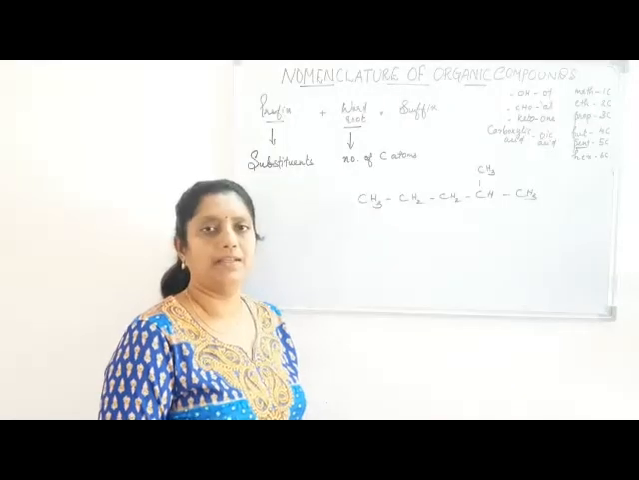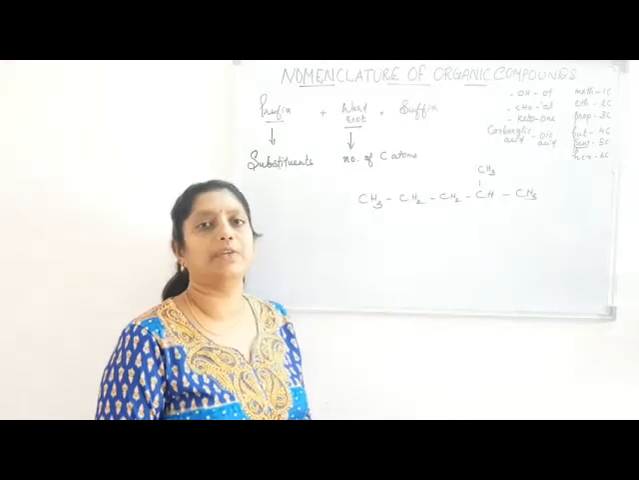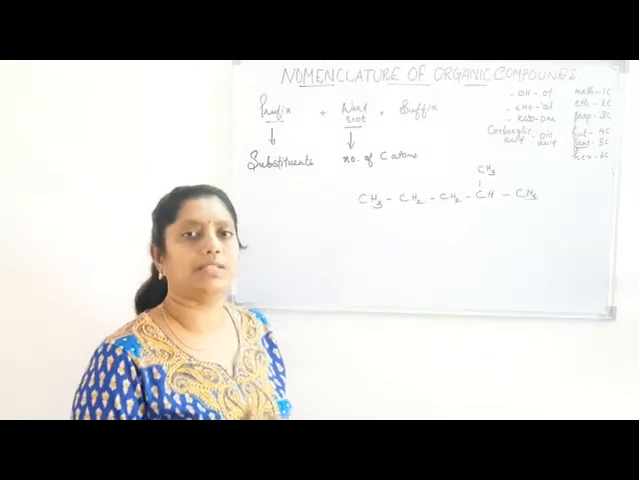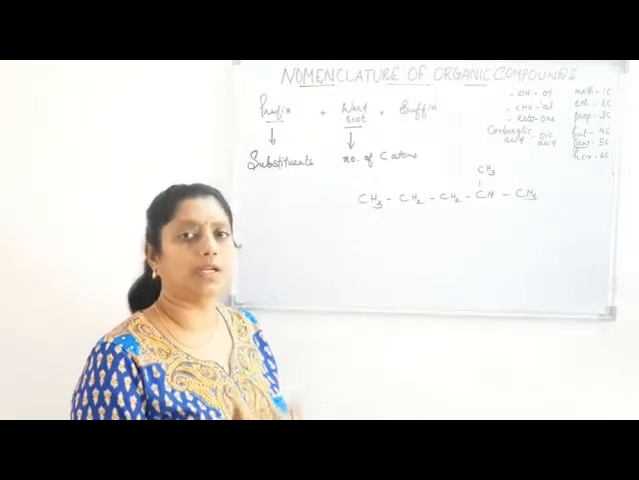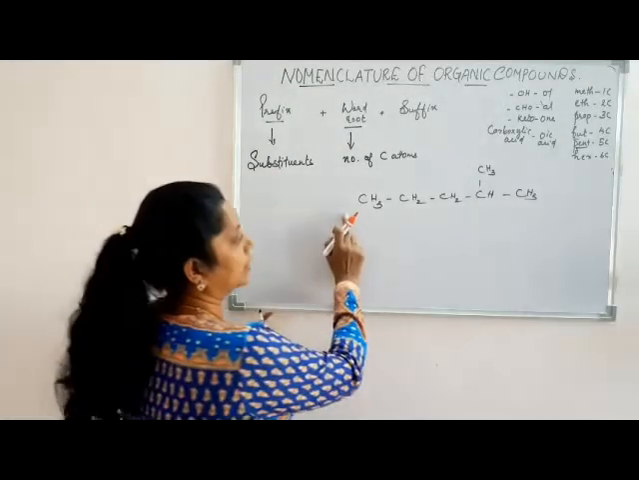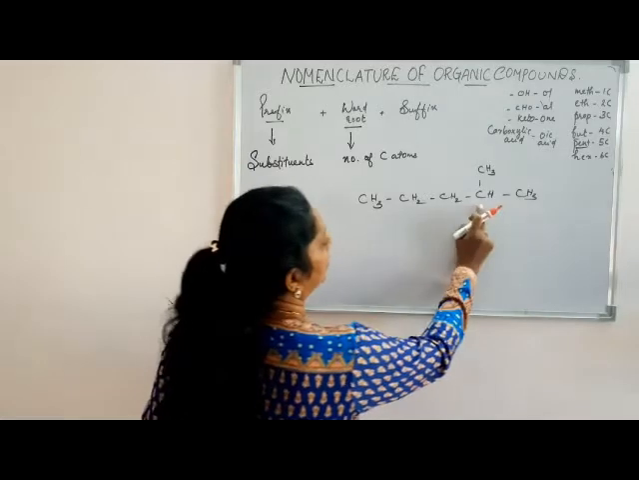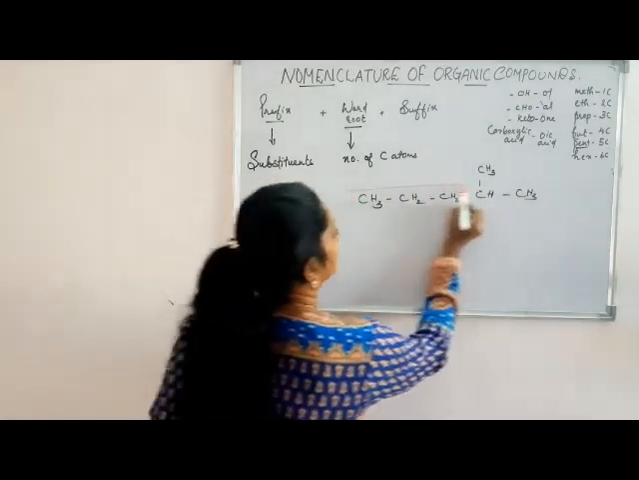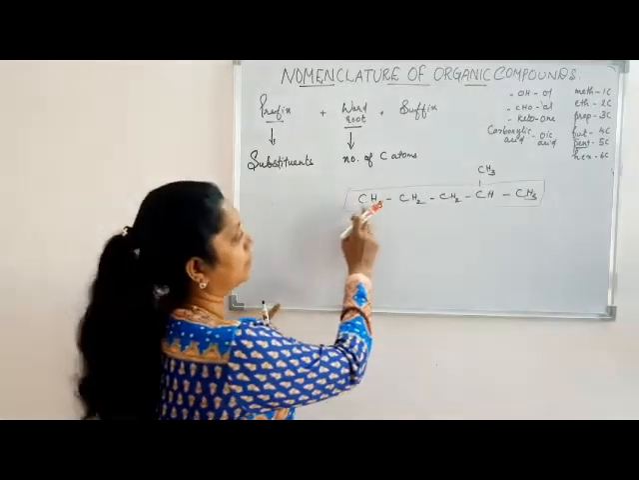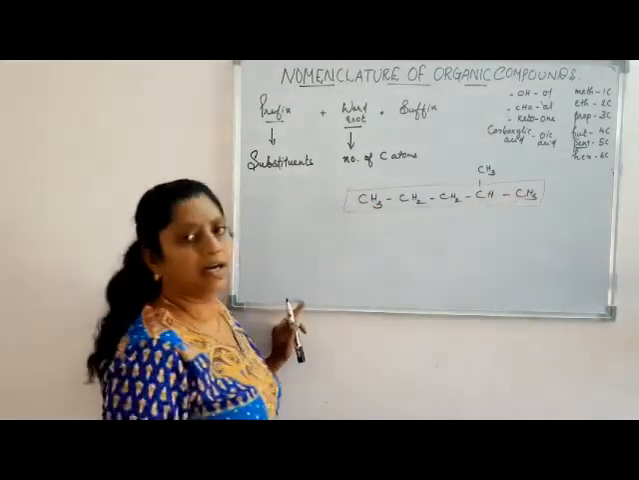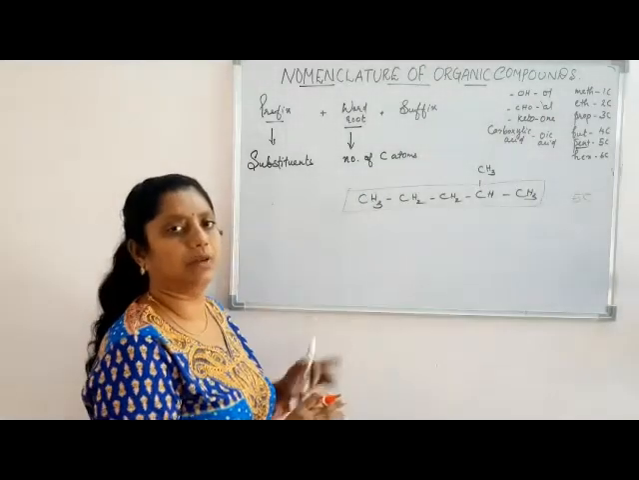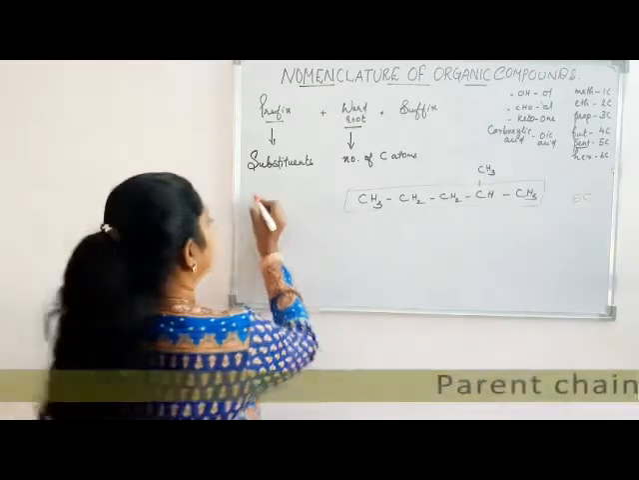In order to name the compound, first we have to identify the longest chain present in the compound. Longest chain means the chain with the most carbon atoms. Look at this compound. We have to find the longest chain. That is 1, 2, 3, 4 and 5. This is the longest chain present in the compound, having 5 carbon atoms. This chain is called the main chain or the parent chain.